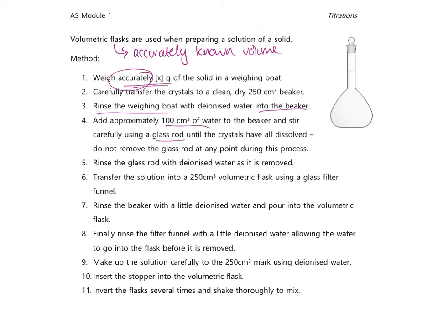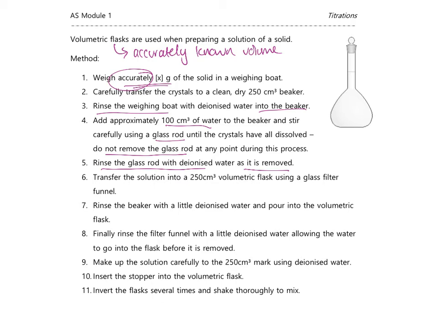You stir using a glass rod, but you don't remove the glass rod at any point during the process, because again, the glass rod will have some of the sample on it. It will have some of your solution which contains some of your dissolved salt, and you want it to get all from your initially weighed out sample into the volumetric flask. So as you remove the glass rod, you want to rinse the glass rod with deionized water. Basically anything that the solution or the original solid touched, you've got to rinse with deionized water to make sure it all goes in.